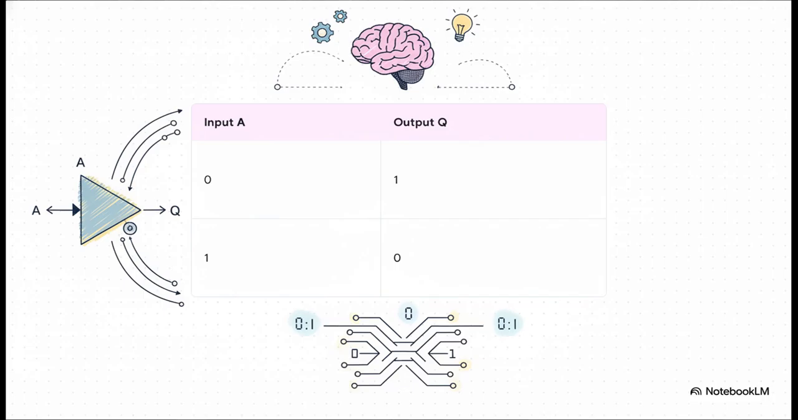It's tiny. If the input is 0, the output's 1. If the input is 1, the output's 0. That is literally all it does. But don't let that fool you. This simple little flip is absolutely crucial for building more complicated logic down the line.